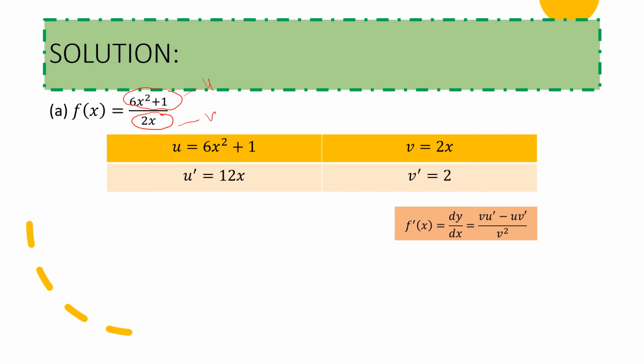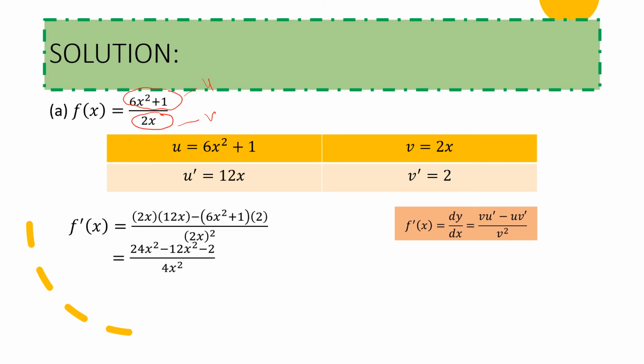So we need to use the quotient rule where f prime x equals vu prime minus uv prime over v squared. So we substitute into that formula and then we expand and we try to simplify. Give the final answer in the simplest form. So the answer is 3 minus 1 over 2x squared.